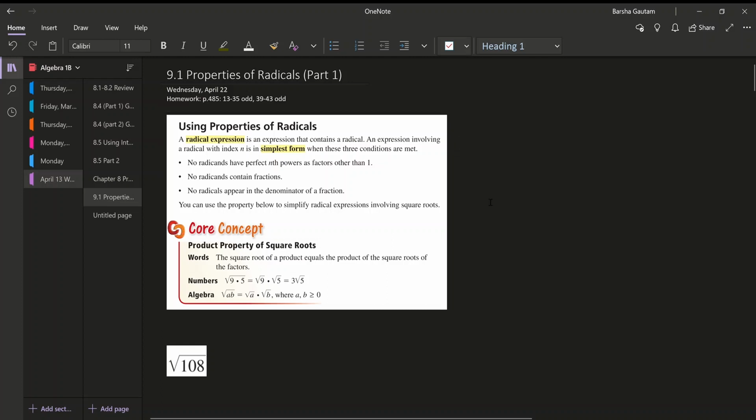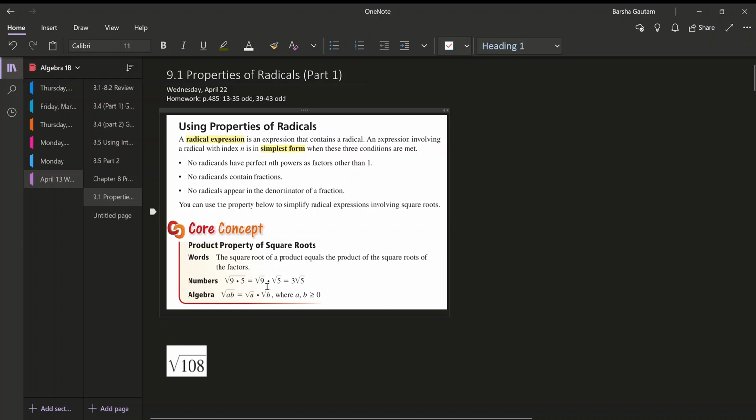Alright, so that was a little bit confusing, but in this video you'll learn a little bit about the rules and understand what these rules are. Today we'll be focusing on the product property of square roots. The product property states that the square root of a product equals the product of the square roots of the factors. So for example, say we have root 9 times 5.